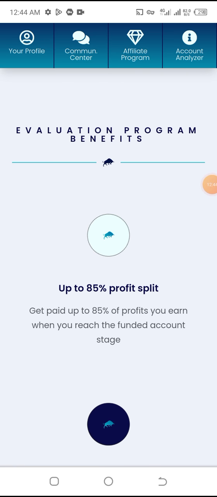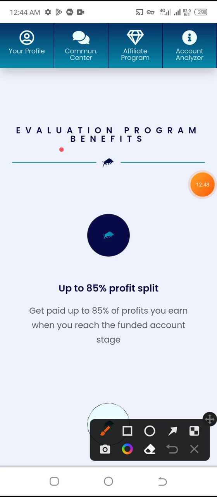Now let me go up to payments. When it comes to payments, when it comes to the evaluation account, let's say you've passed phase 1 and phase 2. When you pass phase 2 like this, you get a congratulation message and your certificate.